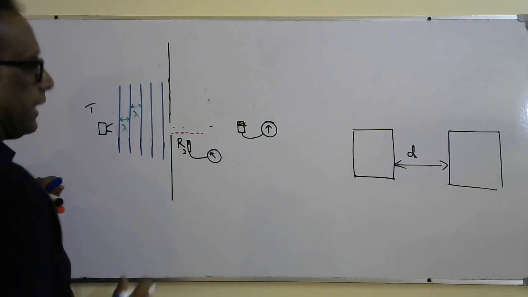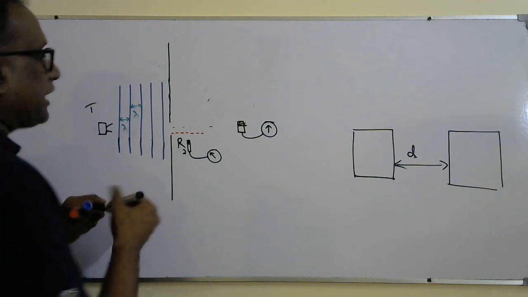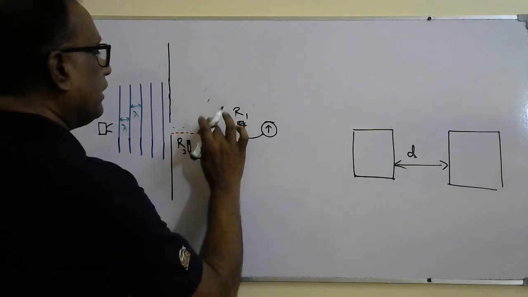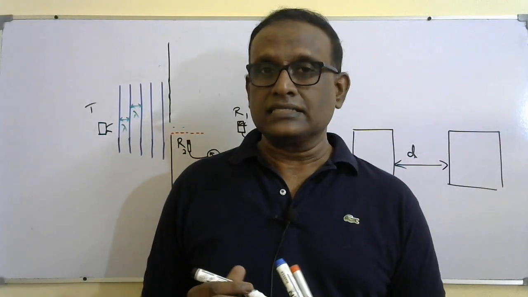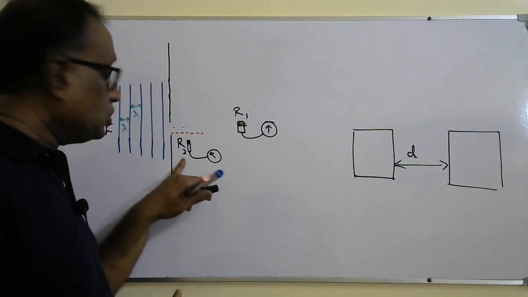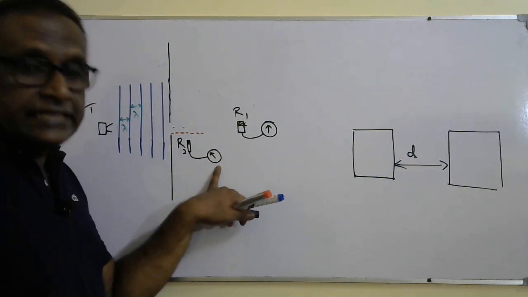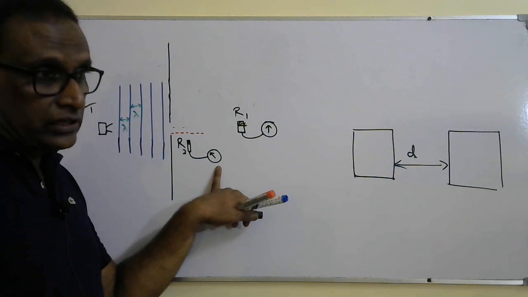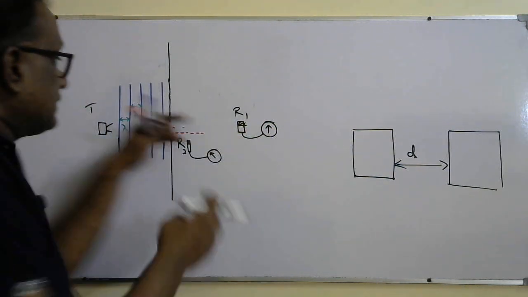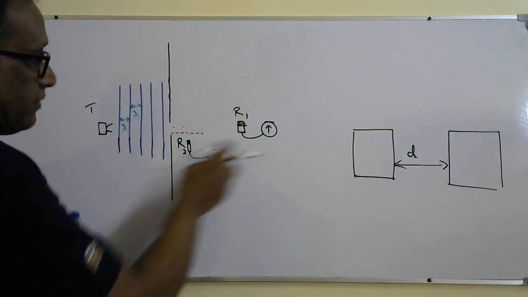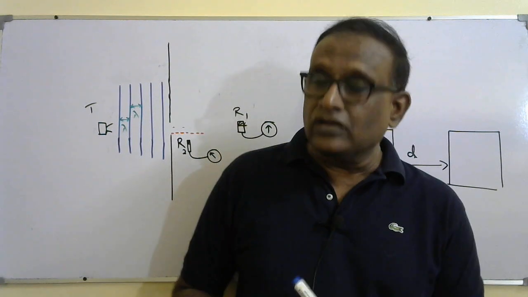Okay, so when we keep it like this, what will happen? When we reduce the size of the slit, we will see that the reading of R1 will decrease. The reading of R2, which was initially 0, will gradually increase. The reading of R1, which was initially maximum when the slit size was much larger than the wavelength, will now decrease.